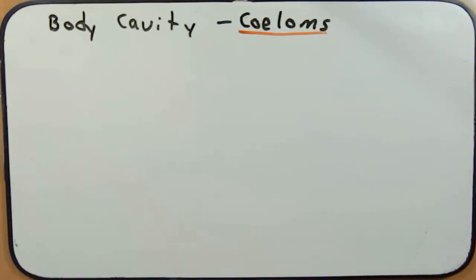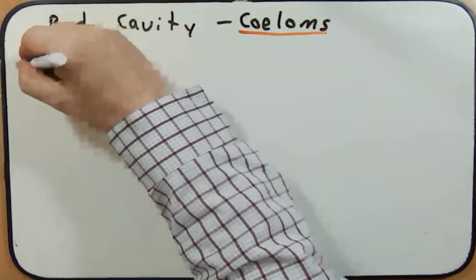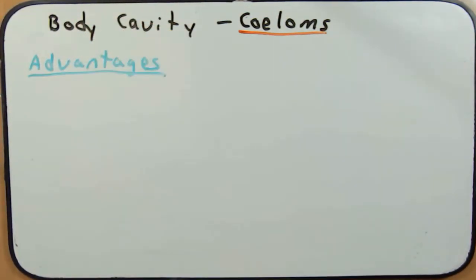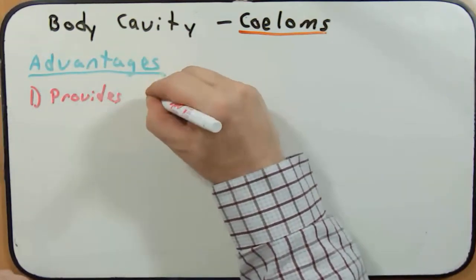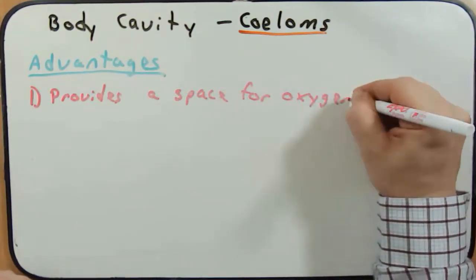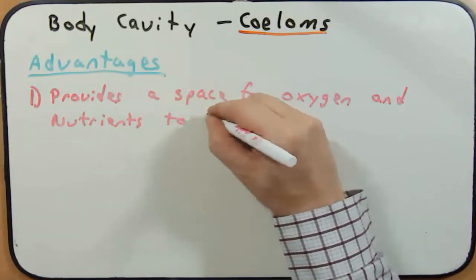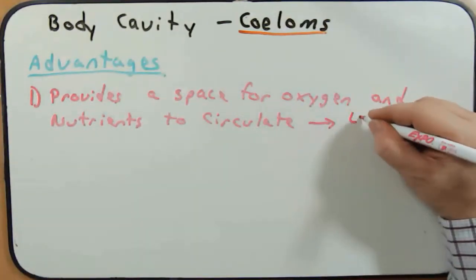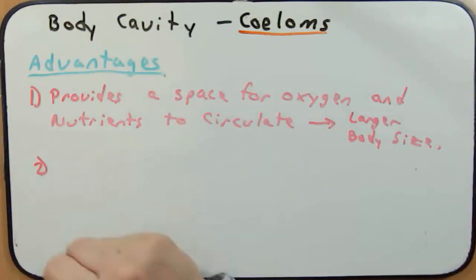Next, I'd like to list some advantages that are associated with having a coelom, even a partial coelom. The first is that a coelom provides a space for oxygen and nutrients to circulate. Ultimately, this allows for a larger body size. A coelom also enables the internal organs to move independently of each other.